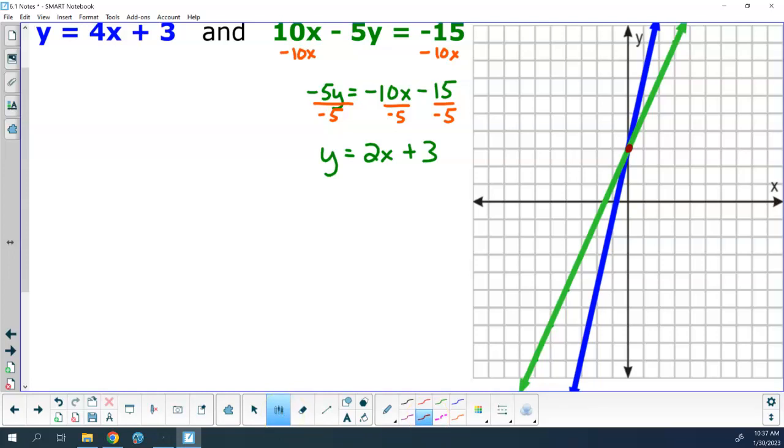They appear to cross right there, which would be at the point 0, 3. They both have y-intercepts of 3. Plugging it back in, plug in 0 for x, we get 4 times 0 is 0. 0 plus 3 is 3, and 3 is equal to 3. Yes. 0 times 10 is 0. Negative 5 times 3 is negative 15. 0 minus 15 is negative 15. Negative 15 is equal to negative 15. Done.